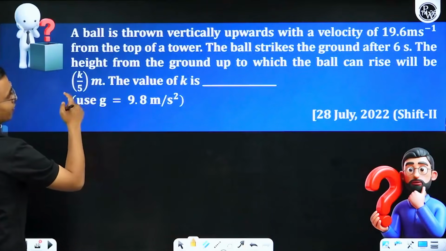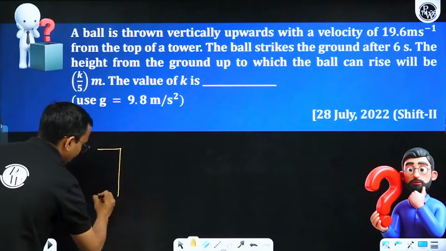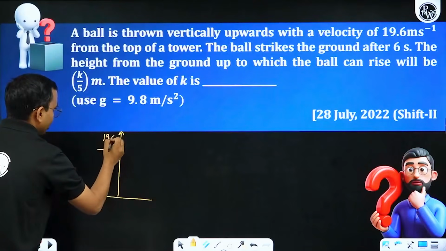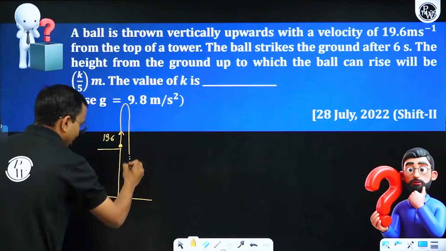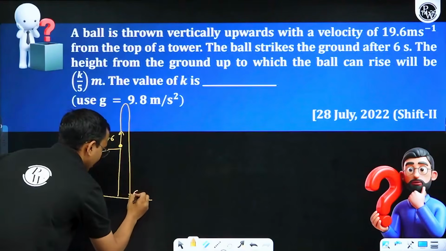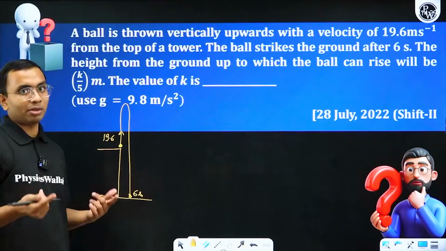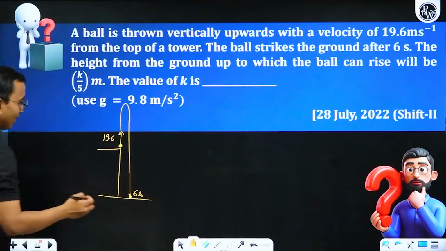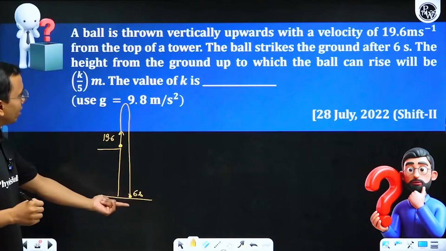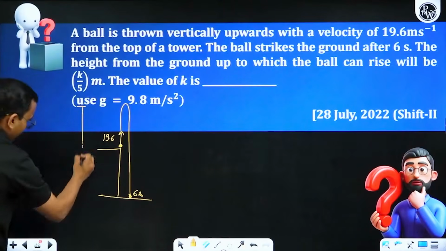Okay, thrown vertically upward with velocity 19.6. Let us take, this is my tower, and from here it is thrown up with 19.6 meter per second, reaches the ground, and it reaches at 6 seconds. Here g is given as 9.8. By default we take g equal to 10, but sometimes it is mentioned, so you need to consider that also. So here in 6 seconds it is reaching down. We need to find the height from the ground. We need to find this total h.